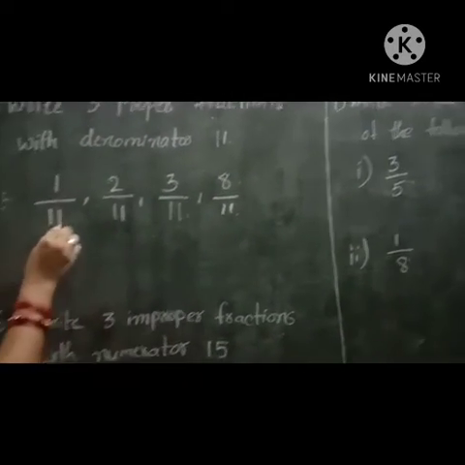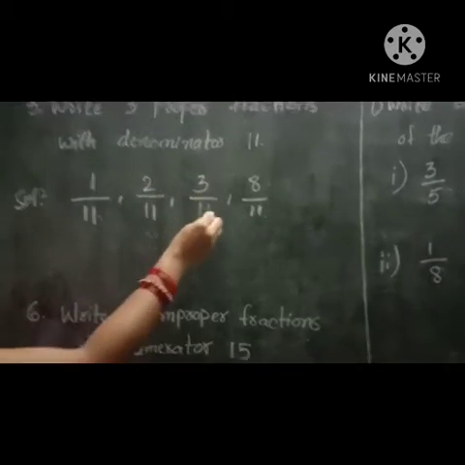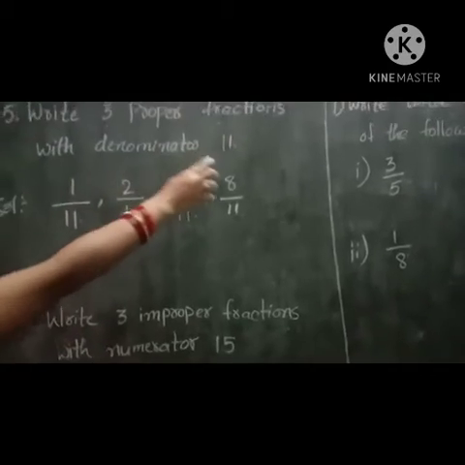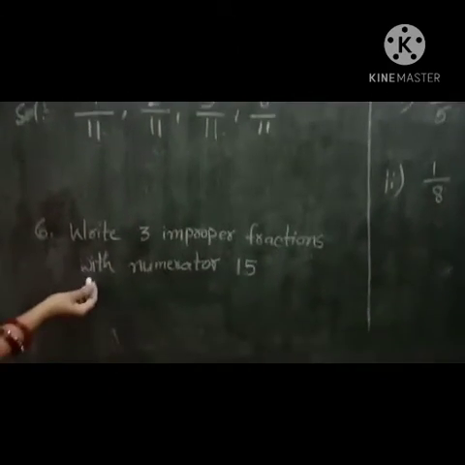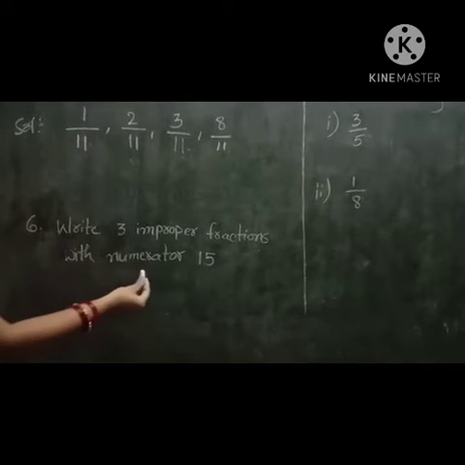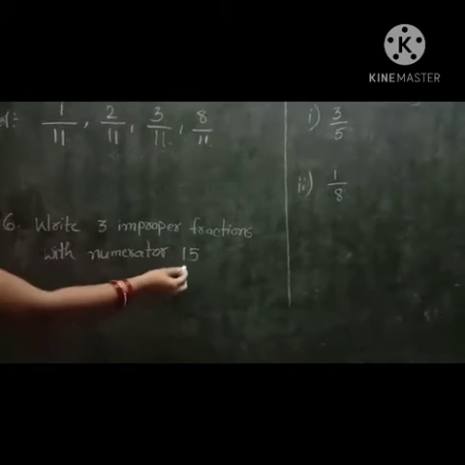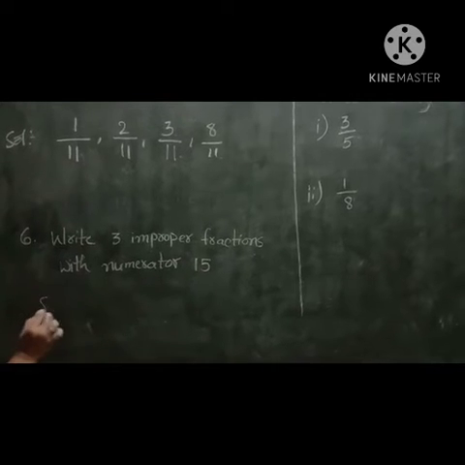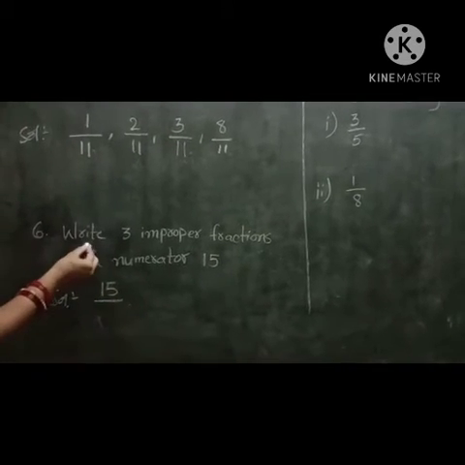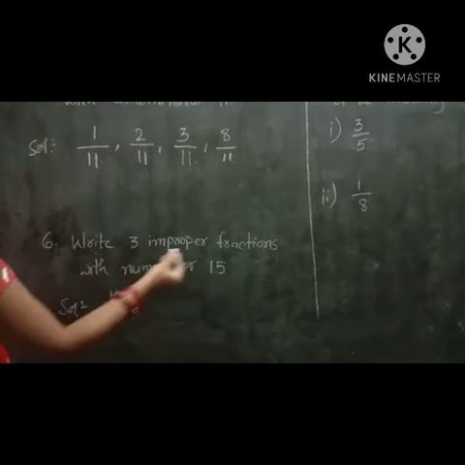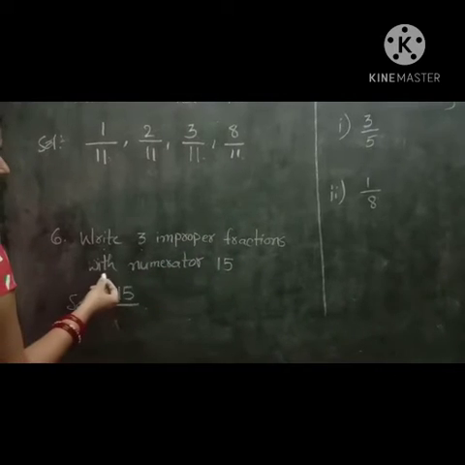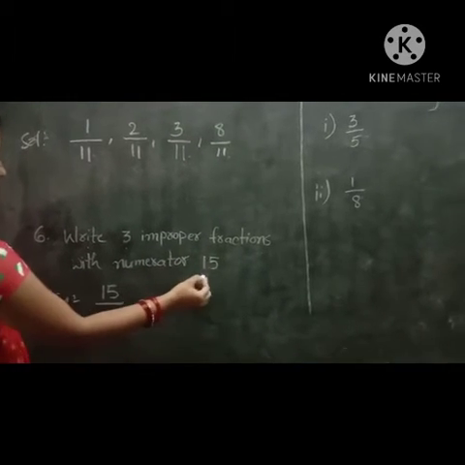Okay children, 1 by 11, 2 by 11, 3 by 11, 8 by 11 are the three proper fractions with denominator 11. Now see the sixth one. Write three improper fractions with numerator 15. What is the numerator number here? Yes, numerator number is 15. Write three improper fractions. How many fractions we have to write? Three improper fractions by using the numerator number 15.